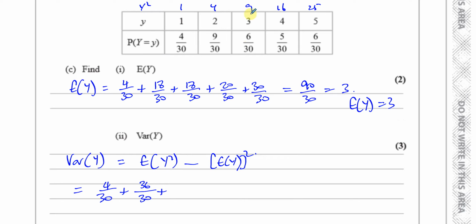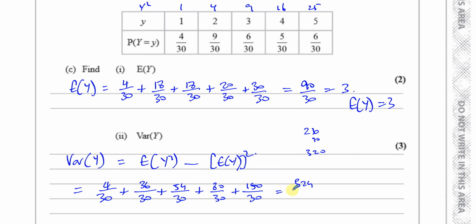Plus, I'll have 9 times 6 over 30, which is 54 over 30. Plus, 16 times 5 over 30, which is 80 over 30. Plus, I'll have 25 times 6 over 30. Now, 6 times 25 is going to be 150, isn't it? 150 over 30. Okay, so what's that going to give us? That's 150 plus 80, which is 230, plus 90, so 230 plus 90 is going to be 320, plus 4.